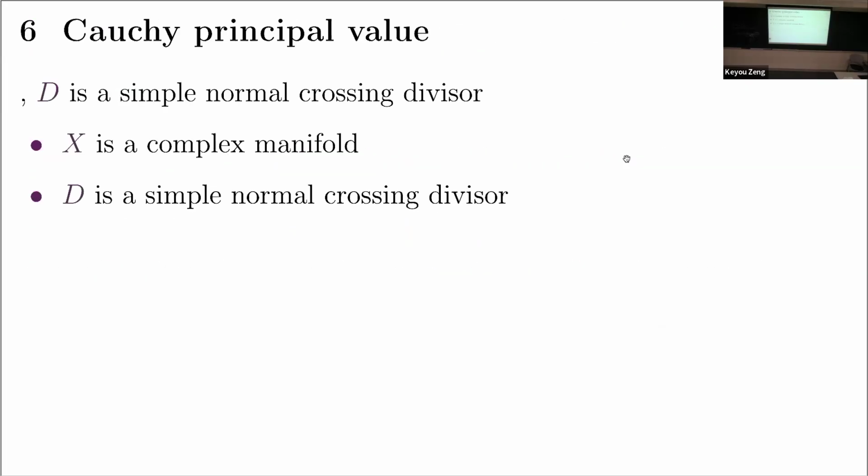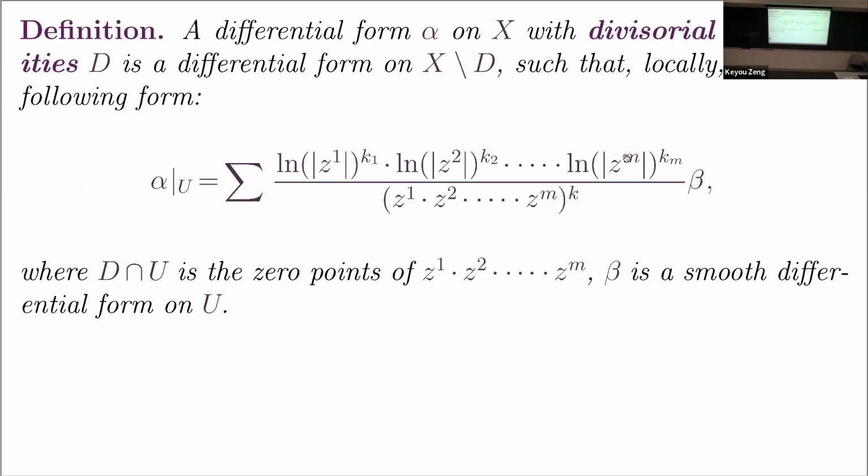Okay, so now I want to explain how we prove our main theorem. First I want to introduce some general Cauchy principal value. So let X be a complex manifold, and D a simple normal crossing divisor. Now we can introduce the following definition. A differential form alpha on X with divisor singularity D is a differential form on X minus D, such that locally the singularity along D can be described in this way.